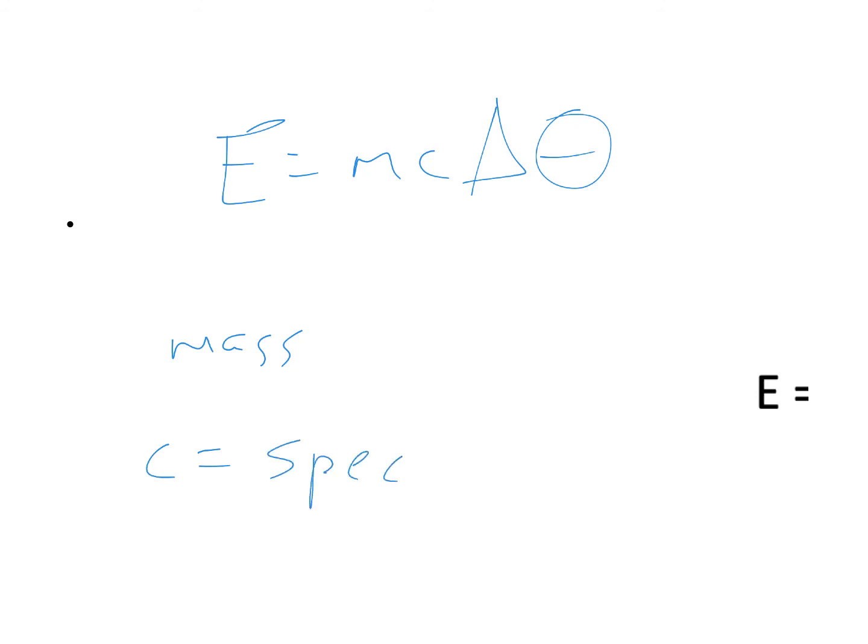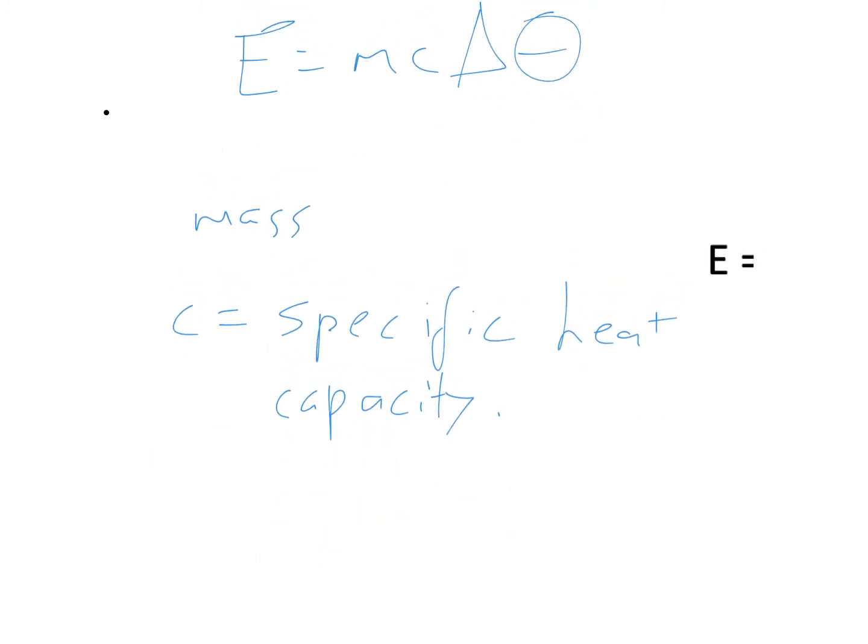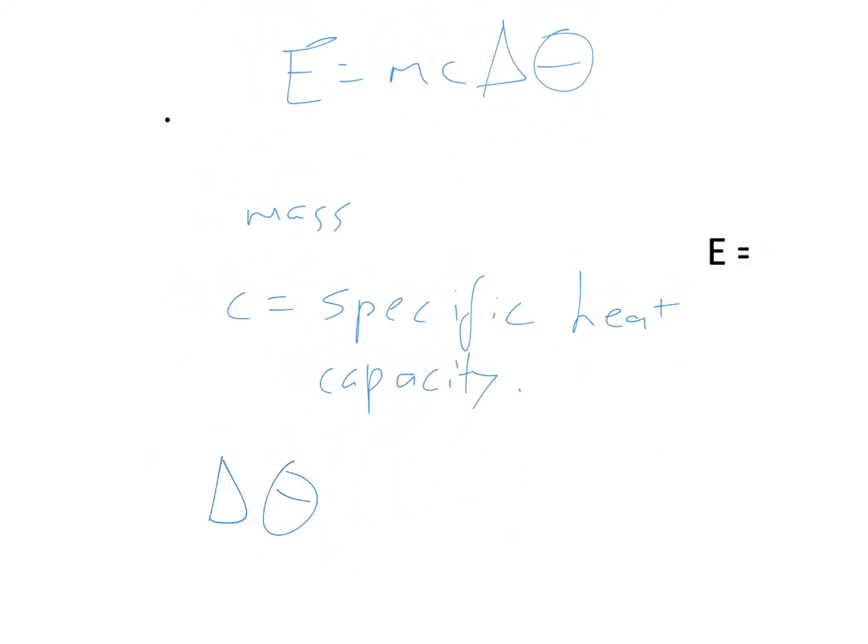Specific heat capacity. And then delta theta is just the change in temperature. So are you heating it up by 1 degree or are you heating it up by 10 degrees? Because it's going to take 10 times as much energy to heat it up by 10 degrees.